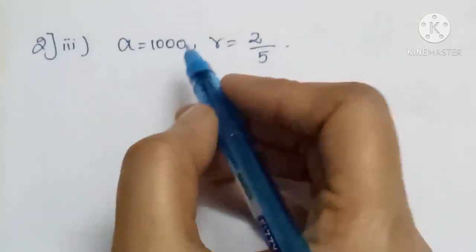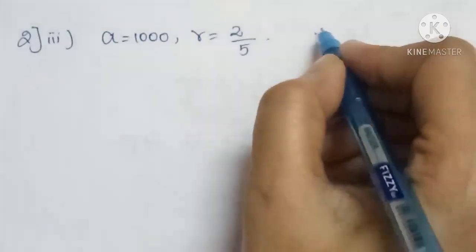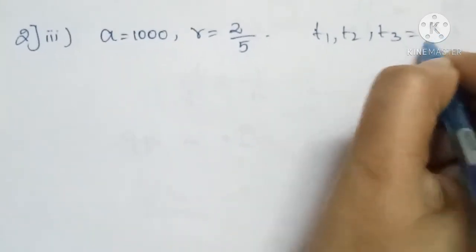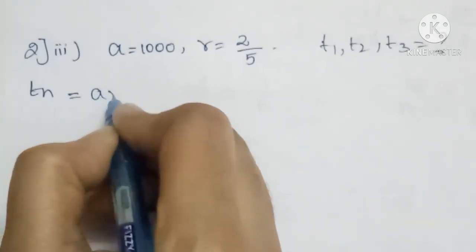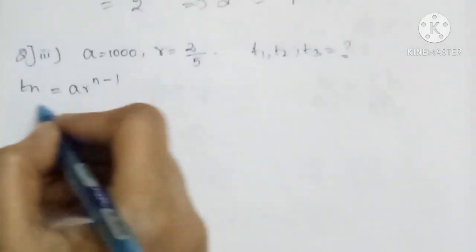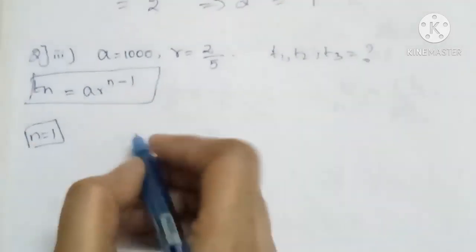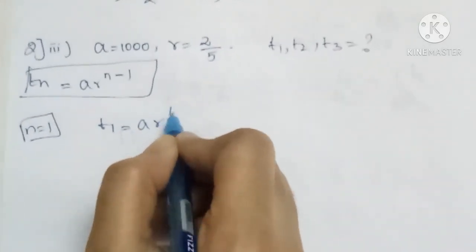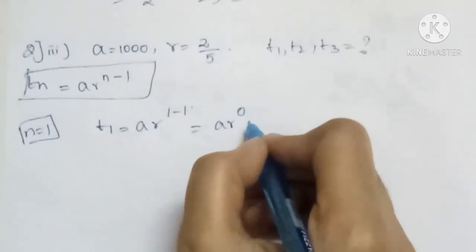Question number 2, subdivision 3. A is equal to 1000, R is equal to 2/5. Find the first 3 terms T1, T2 and T3. First, write the formula. Tn is equal to AR power n minus 1. So let us find T1, then n is equal to 1. T1 is equal to AR power 1 minus 1. Then AR power 1 minus 1 is 0.